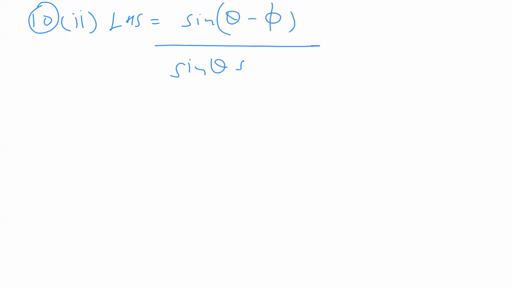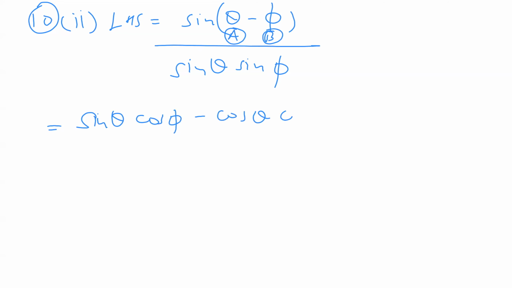Question number 10, sub question 2 we will do. 9 sub question 2 you can write on your own. So here the LHS is sine of theta minus phi upon sine theta sine phi. So let this be A and let this be B in the numerator. Okay, assume it to be A and B. So sine A cos B, I'm directly writing, minus cos A sine B upon sine theta sine phi.